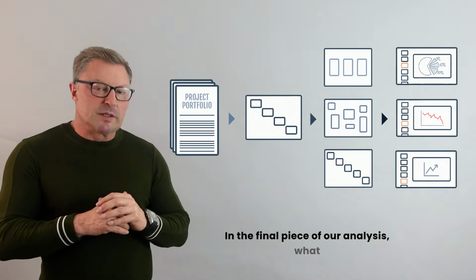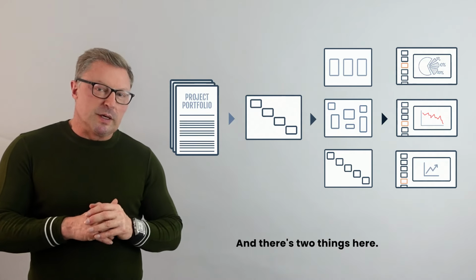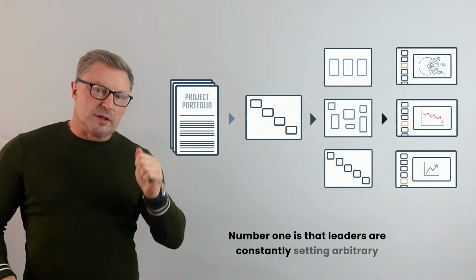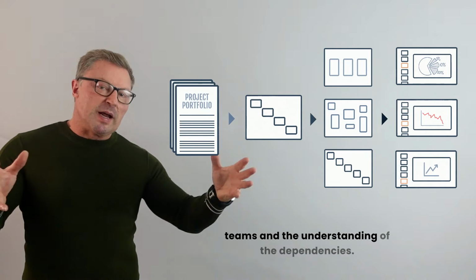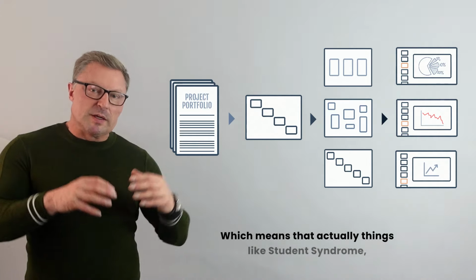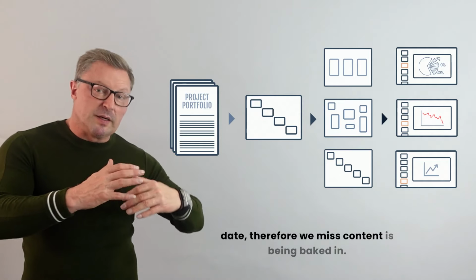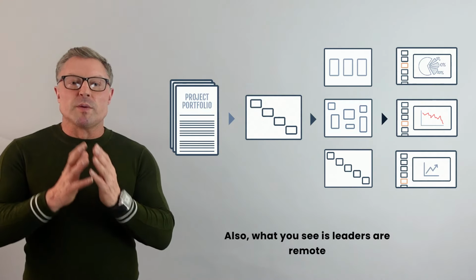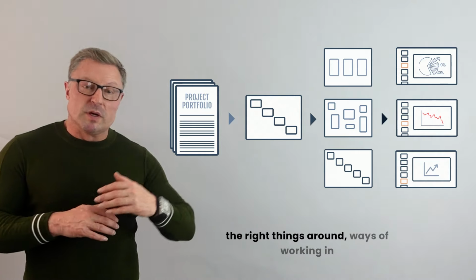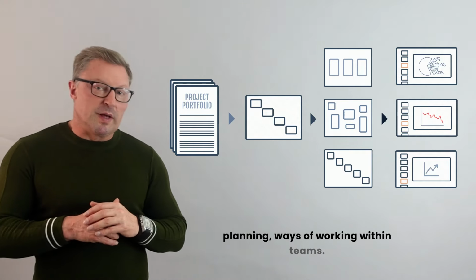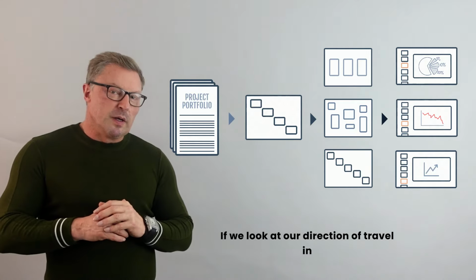And the final piece of our analysis, what we're asking is, what is the leadership behaviour? And there's two things here. Number one is that leaders are constantly setting arbitrary due dates, not based on the capability of the teams and the understanding of the dependencies, which means that things like student syndrome, Parkinson's law, or cheating to hit a due date, therefore we miss content, is being baked in. Also, what you see is leaders are remote from the work and therefore are not reinforcing the right things around ways of working and planning, ways of working within teams. So that's not helpful.